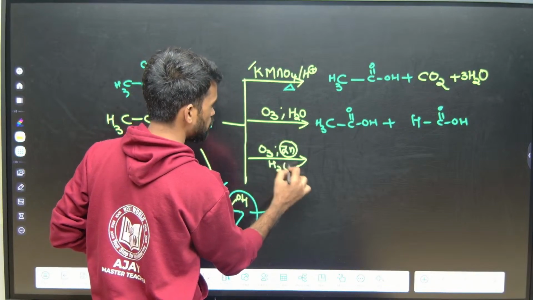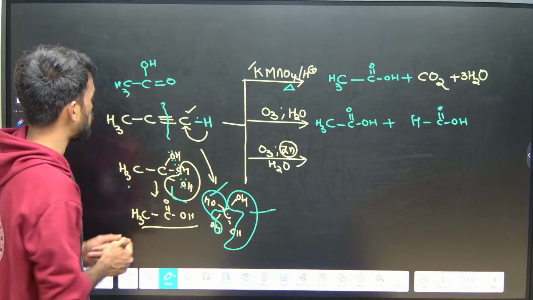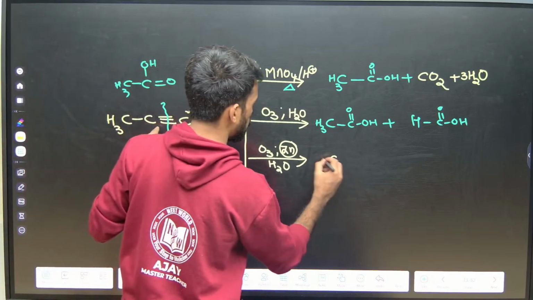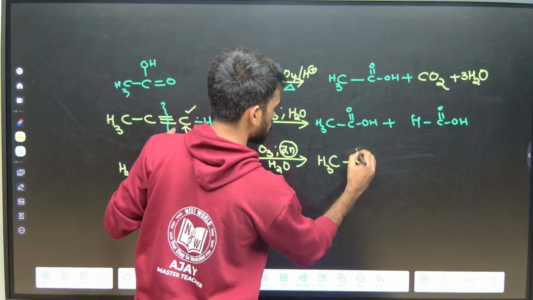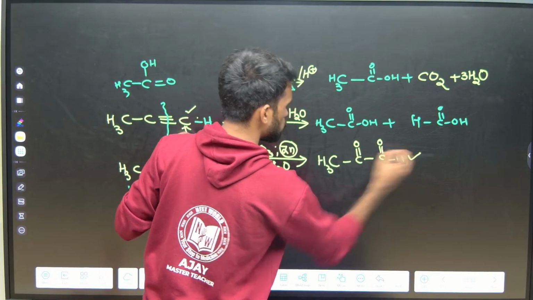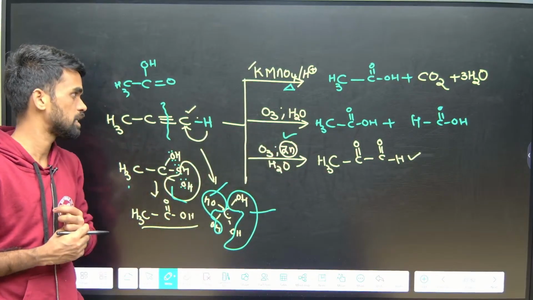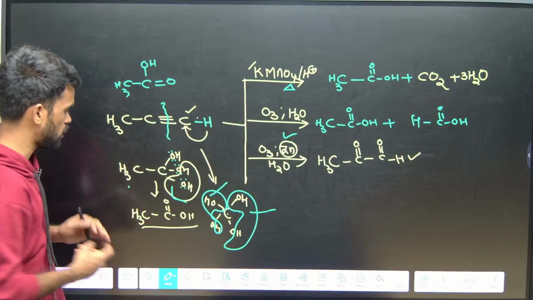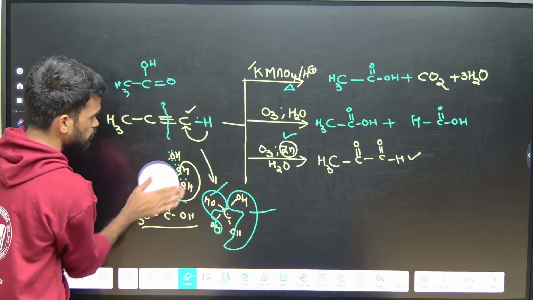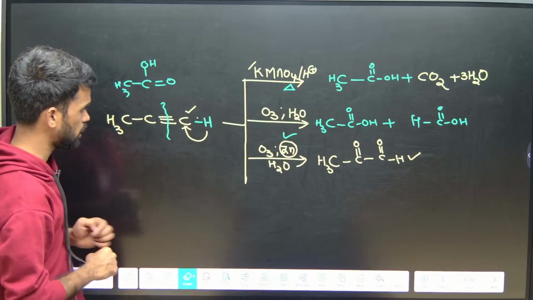In that way we will get diketones. Diketones means what? Just remove this triple bond, and we get double bond O, hydrogen. So this is the diketone produced in the presence of a reducing agent like zinc. Okay, so these are the things you need to remember. I am erasing this. These are some reactions to be remembered.